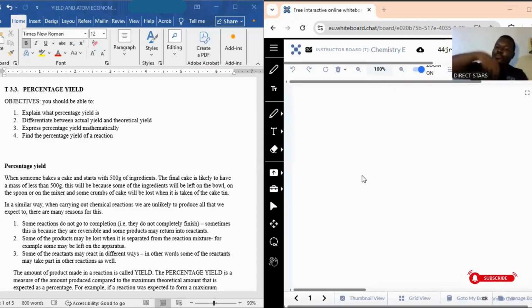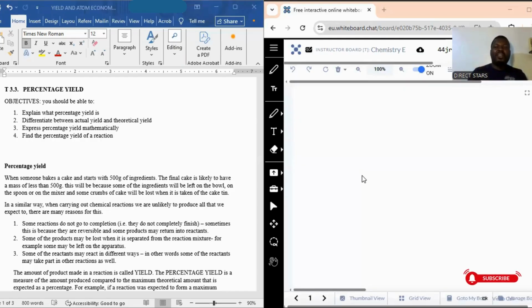During the course of mixing the cake, with the spoon, the mixers, and everything, some of the ingredients would have adhered to the cutlery or machine that's used. So some masses will be lost in that process also. In a similar way, when carrying out a chemical reaction, we are unlikely to produce all that we expect to. And there are many reasons for this.